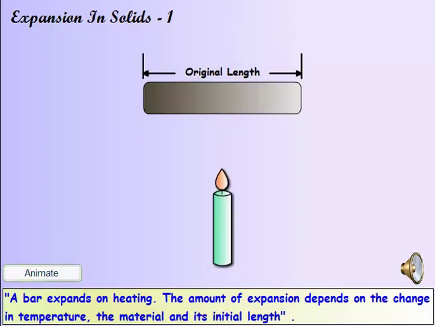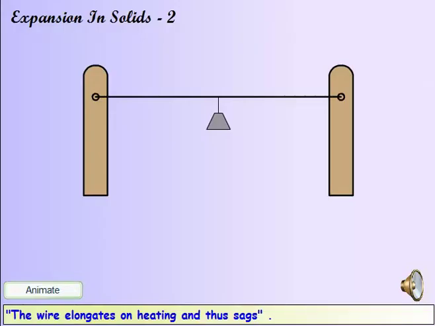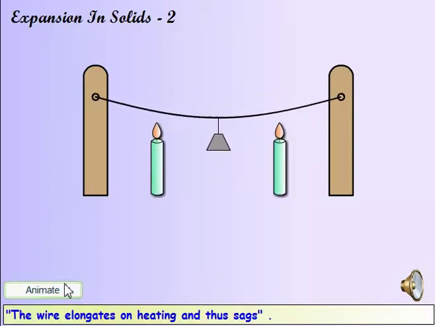When a solid is heated, it expands. The amount of expansion depends on the temperature it is heated to, its original length, and the material it is made out of. In the summers, you will see wires between poles sag. This is because the wires expand due to the heat.